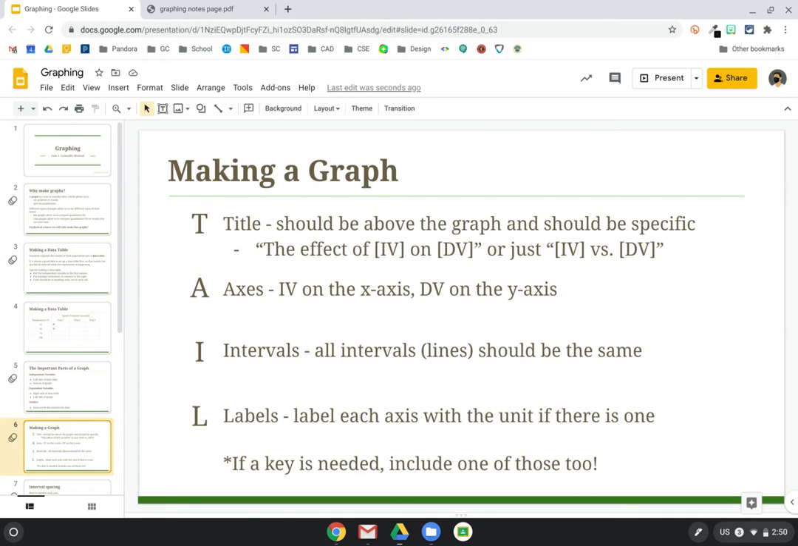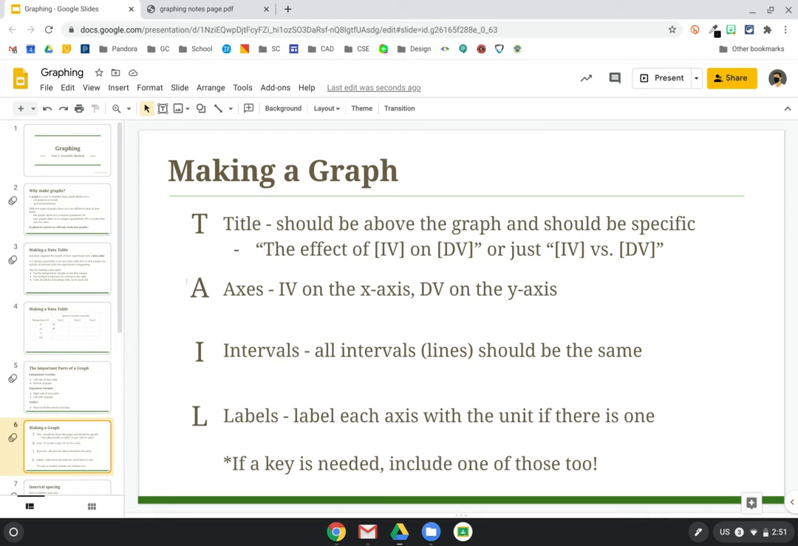When you make a graph, you can use this acronym TAIL in order to make sure that you remember all of these details and parts of a graph that aren't necessarily just the visualization of the data, but they help us to visualize the data. So the first thing we want to make sure we do is put a title on our graph, and there are two different formats that are widely used. The effect of the independent variable on the dependent variable, or the effect of the bottom axis on the left axis, or just the independent variable versus the dependent variable.